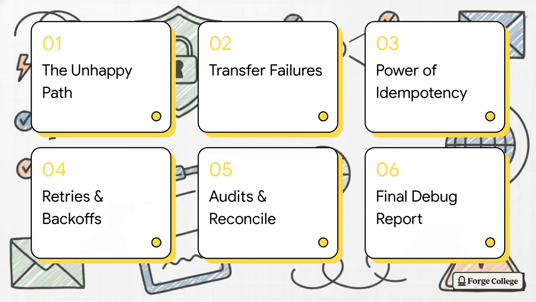Let's get into it. So here is our master schematic index for today. We'll be going through exploring the unhappy path, common transfer failure modes, the power of idempotency, smart retries and backoffs, audits and reconciliation, and finally, the final debug report. Get ready, because we are going to learn how to conquer the chaos of network failures.